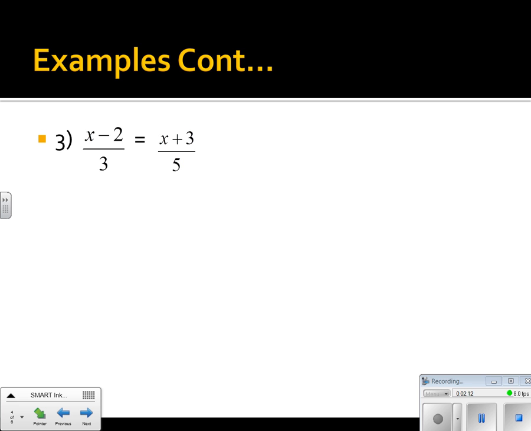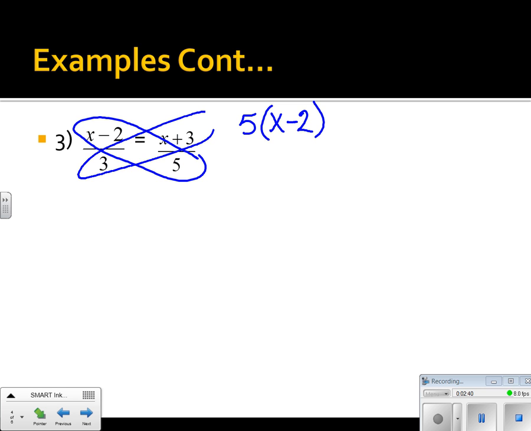I'm stepping it up here a little bit by adding some more terms. So we have x minus 2 all over 3 is the same as x plus 3 all over 5. So we will still use cross products here. 5 times, now in this case I'm going to have to use parentheses because we're multiplying 5 by all of x minus 2. So make sure you're using parentheses to show that you're multiplying the 5 by the entire expression x minus 2. And then that's the same as 3 times the whole expression x plus 3. So make sure you use parentheses there as well.